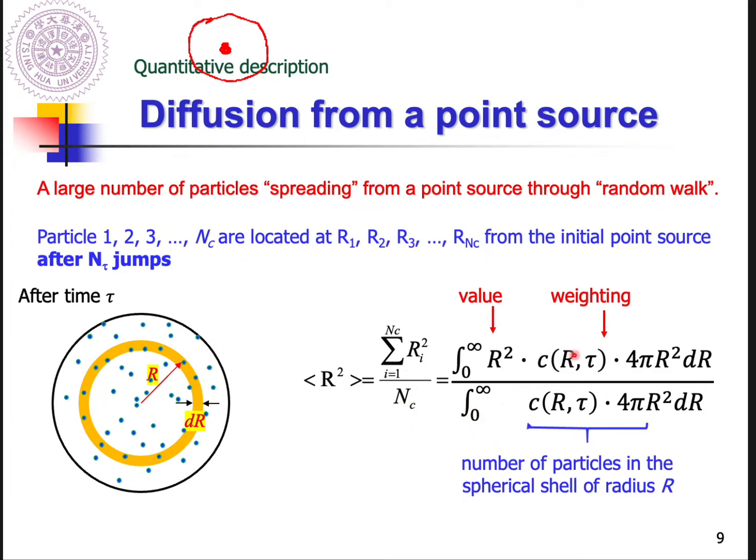The same idea applies to the top portion. R squared times how many diffusing atoms are located at R1? How many atoms are located at R2? So R squared times the weighting, the number of atoms. So it will be the concentration times 4 pi r squared dr, integrated from 0 to infinity. So you can get the top portion.